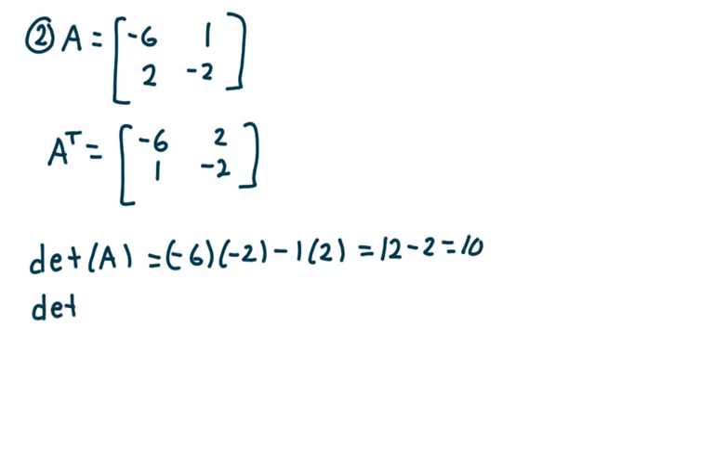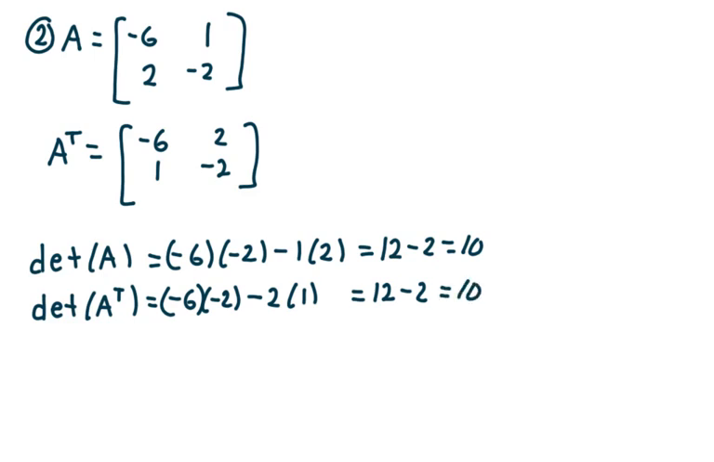The determinant of A transpose is -6 times -2 minus 2 times 1. But that's 12 minus 2, and that's equal to 10. So therefore, we have verified that the determinant of A and the determinant of A transpose are the same.